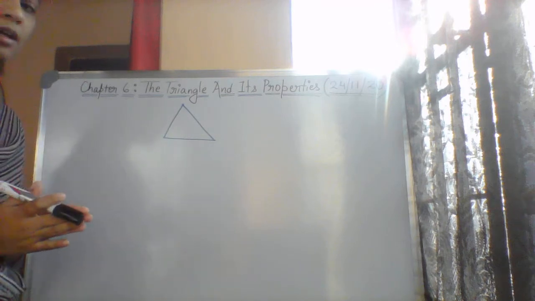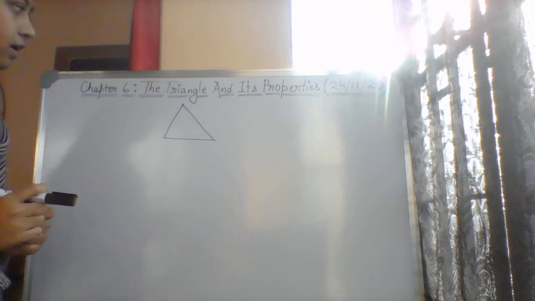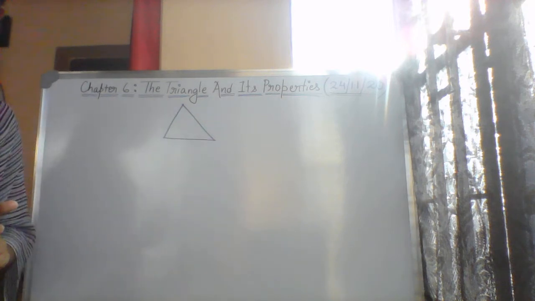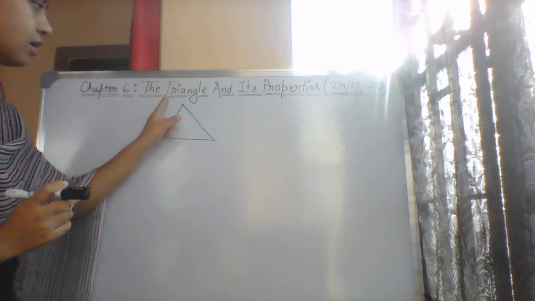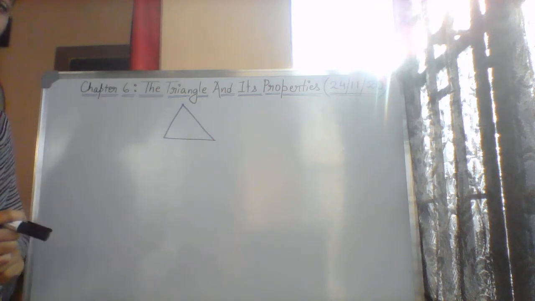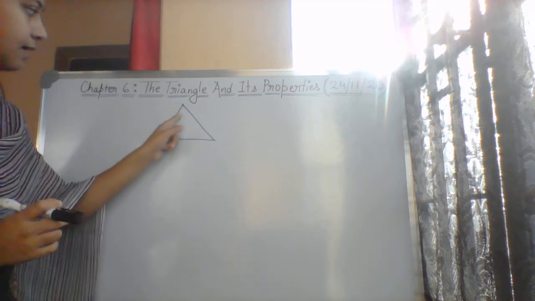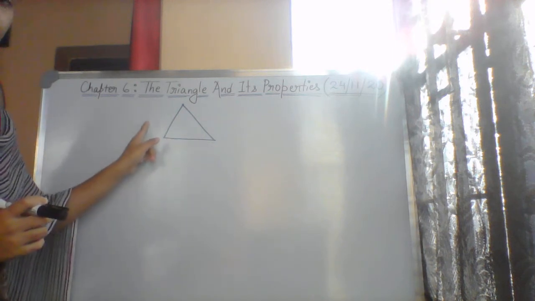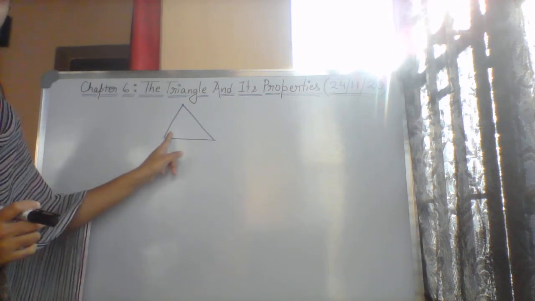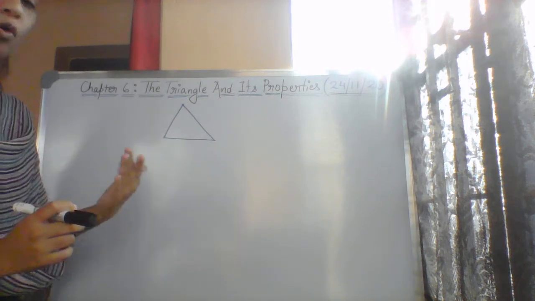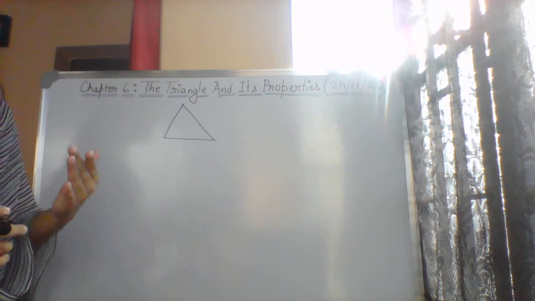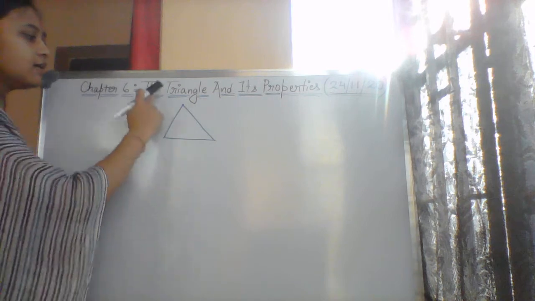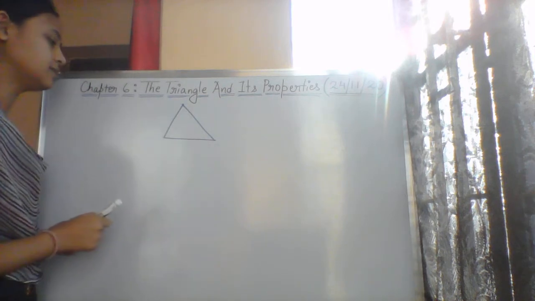So, what is a triangle? A triangle is a closed figure having 3 sides. It has 3 vertices. It has 3 angles. What I have told now about the vertices, angles, sides, these are the properties of the triangle. So, what is a triangle? A triangle is a closed figure having 3 sides.